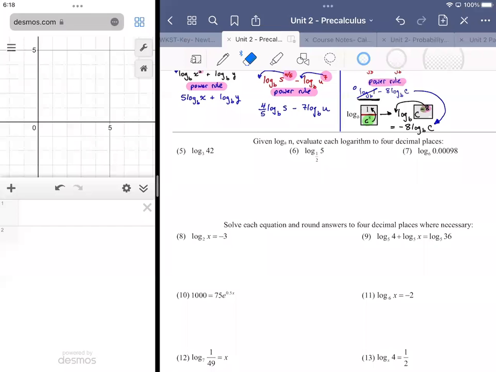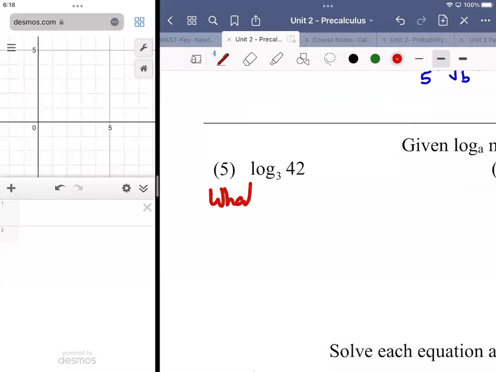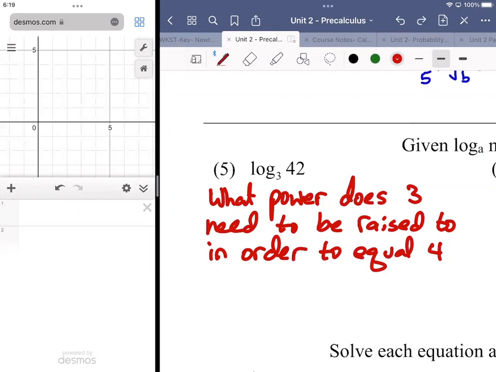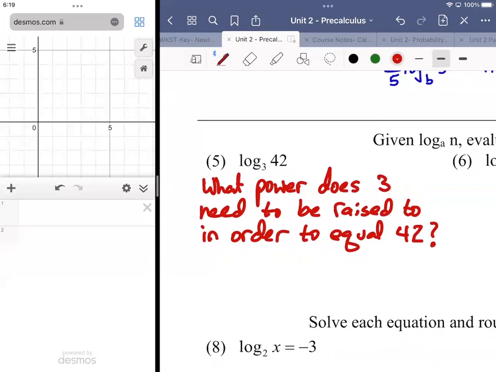So, log base 3 of 42. If you remember, and it's been almost a week, so maybe not, we'll see. Whenever you're finding a log, you're determining what power the base has to be raised to in order to give the argument of the log. So it's asking what power does 3 need to be raised to in order to equal 42. All right. So that's what that notation is telling us or asking us. It's just weird notation.